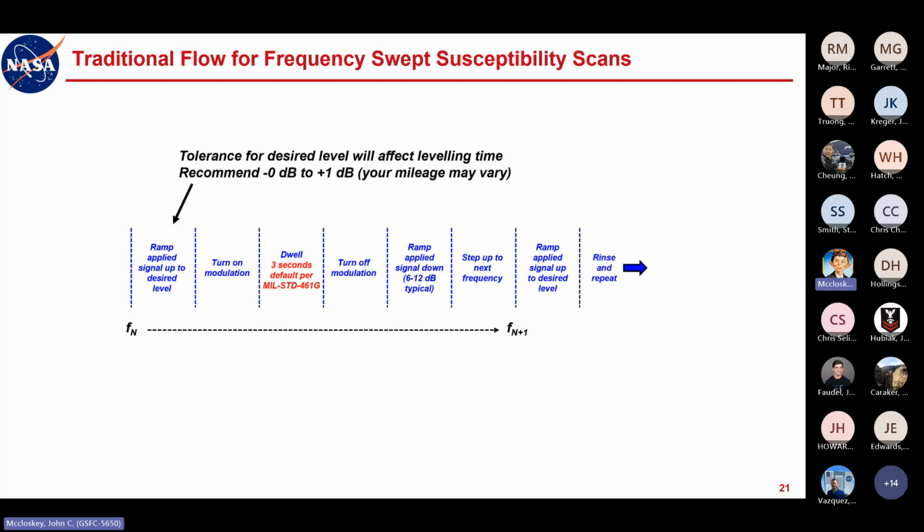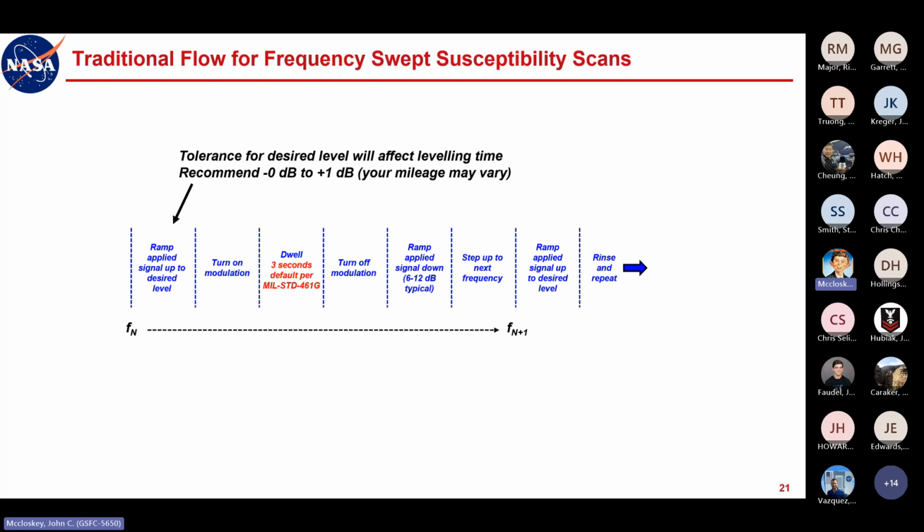Now, the tolerance for the desired level will affect your leveling time. So I recommend you set your plus and minus levels for your tolerance. I generally recommend, and we generally use at Goddard, minus 0 dB, so that you want the minimum of your specified level. You don't want to go below that. And then the plus 1 dB, that all depends on the test and just the nature of what we're doing.